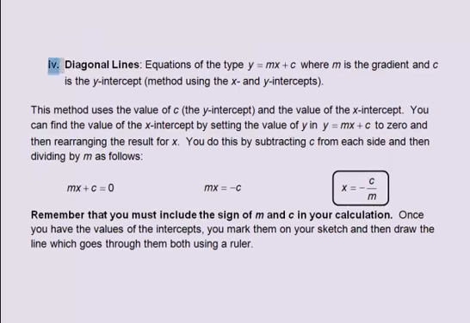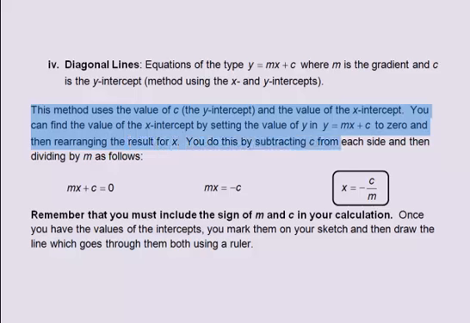4. Diagonal lines. Equations of the type y equals mx plus c, where m is the gradient and c is the y-intercept. Method using the x and y intercepts. This method uses the value of c, the y-intercept, and the value of the x-intercept. You can find the value of the x-intercept by setting the value of y in y equals mx plus c to 0, and then rearranging the result for x. You do this by subtracting c from each side and then dividing by m as follows.